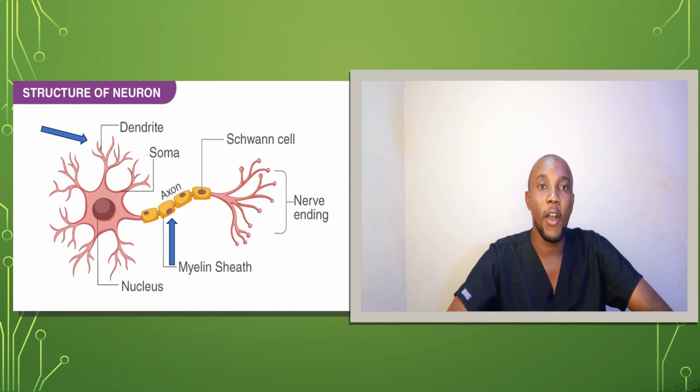Remember that. On this diagram, you can see the structure of the neuron. I'll use an arrow. You can see we have the nucleus there at the center. We have the dendrites, which are protruding. Then we have the soma after the nucleus. You can see we have the axon, the one I'm pointing with the arrow. Then we have the myelin sheath. Then we have the Schwann cells around the myelinated axons. Then we have the nerve ending. That's the structure of the neuron.